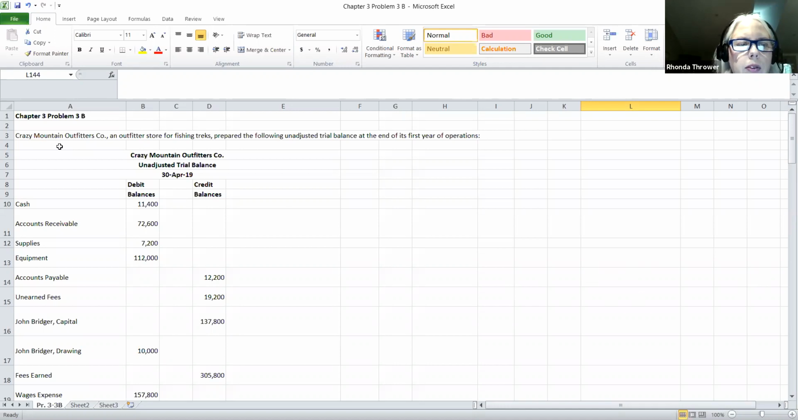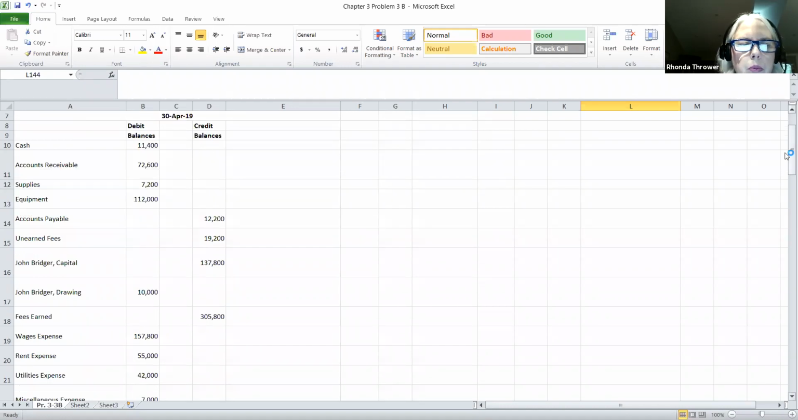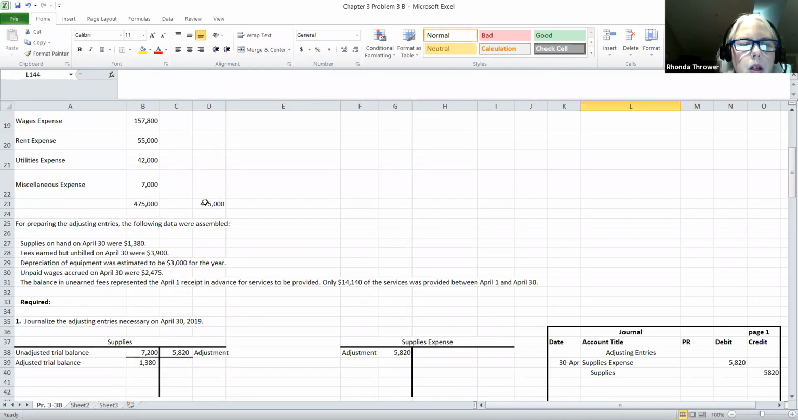So we're going to be Crazy Mountain Outfitters, an outfitter store for fishing treks, and we prepared the following unadjusted trial balance at the end of its first year of operations. The end of the year is going to be April the 19th. This is the unadjusted trial balance that would come from your ledger account balances. What they want you to do is prepare adjusting entries using the following additional data.